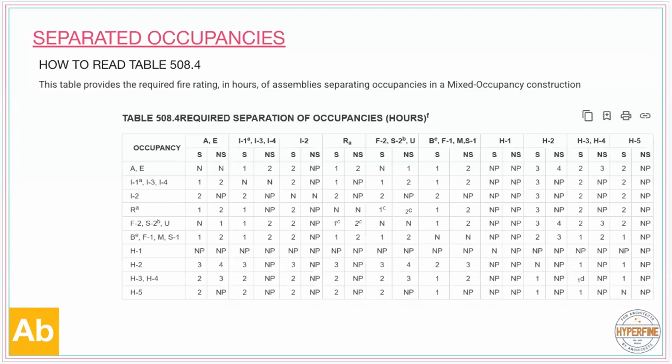And in 508, it's got this table 508.4, which is super important to know for the code, which tells you the required separation of occupancies if you want to take advantage of being able to build more height and more area of each of these things. So I'm going to go through all the different things that are in this table here. So next slide, please.